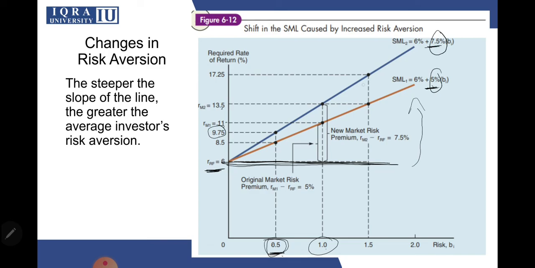So even your market risk premium is going to increase more. Over here you can see that the increase was only this much, but now over here the increase is more, and for a riskier stock the increase is even more. So over here where the beta was 1.5, first they required a return of 13.5%, now they require a return of 17.25%.